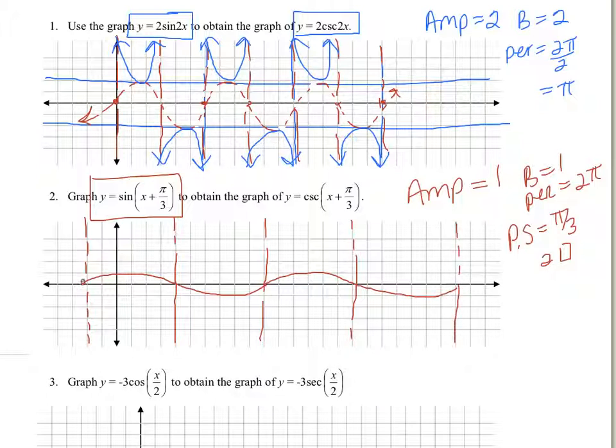Just like before, I'm going to mark all the places where the sine equals 0. Each one of these places where the sine equals 0 becomes an asymptote for my cosecant. So now I can draw my cosecant. It's going to live right inside the asymptotes, touching the sine at exactly 1 point. There you go. These ones are looking pretty good. And I'm done. Okay. So there's cosecant of x plus pi over 3. All right, let's look at the last one.